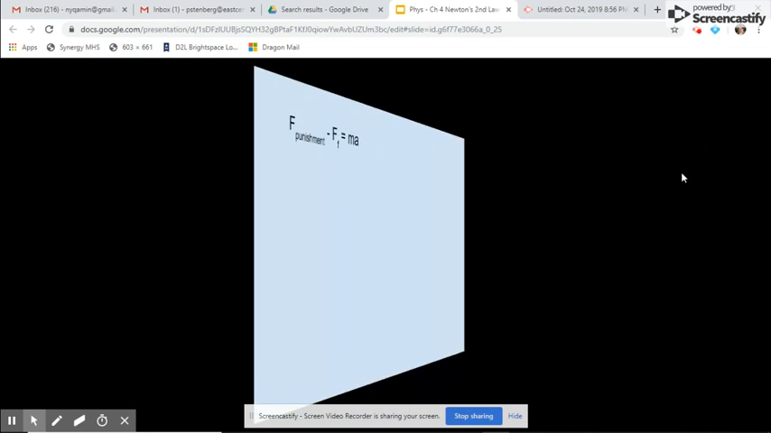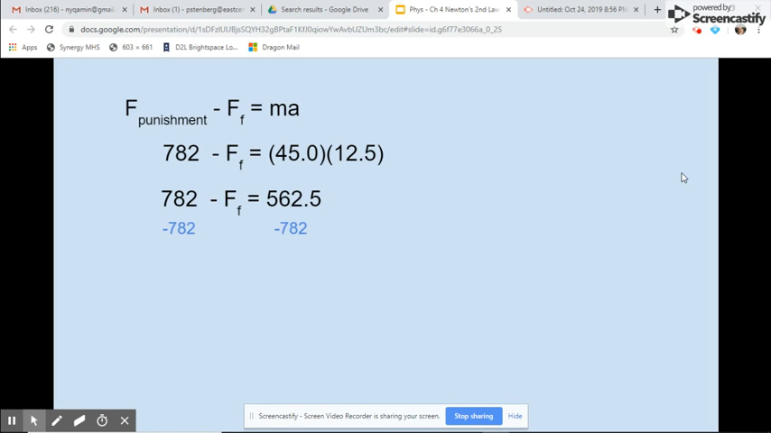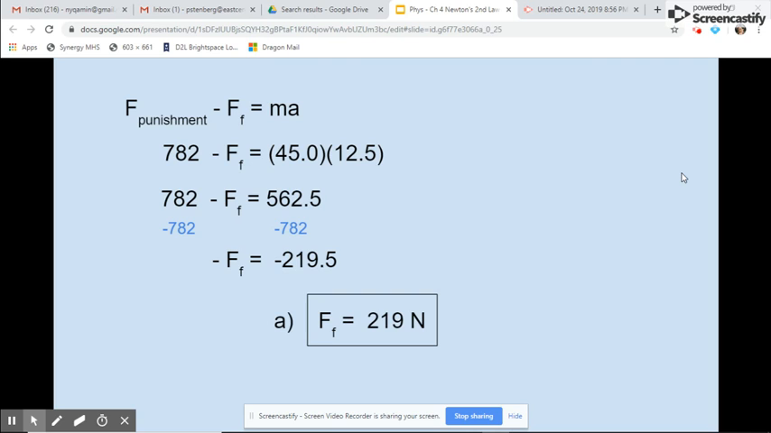So I'm going to jump to the next slide here. Using that equation, given in the problem, our applied force is 782 and our mass is 45 kilograms, our acceleration 12.5. I've just plugged those numbers in and we have everything except for the force of friction. So we're almost done with part A pretty quickly here. Multiply 45 times 12.5. If I subtract 782 from both sides, I got a negative force of friction is negative 219.5. I do want 3 sig figs. So technically, since it's just a 5 and there's nothing after that, I would leave it at 219 newtons.